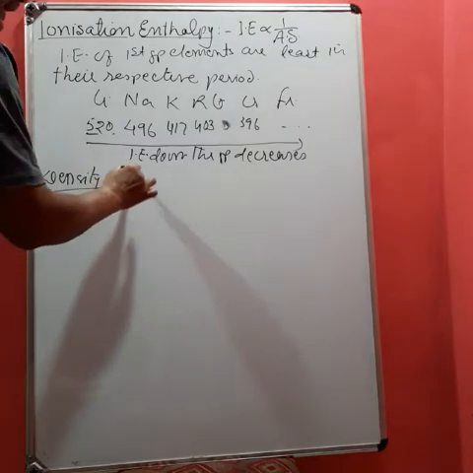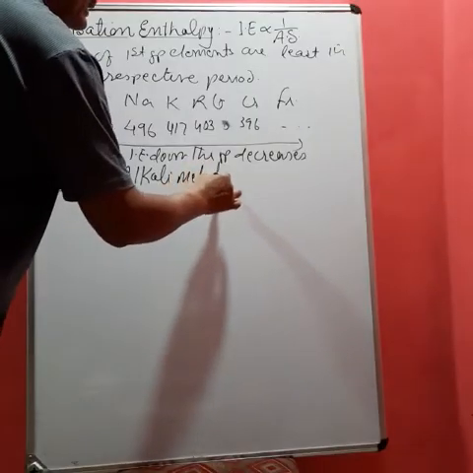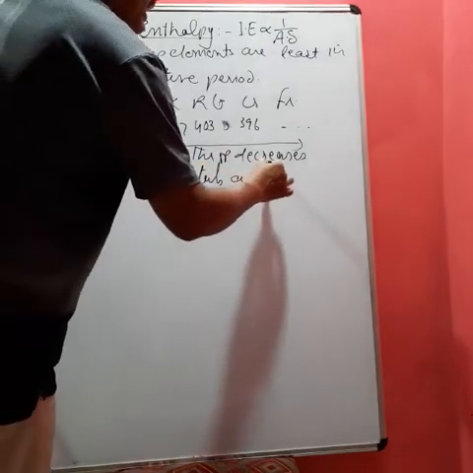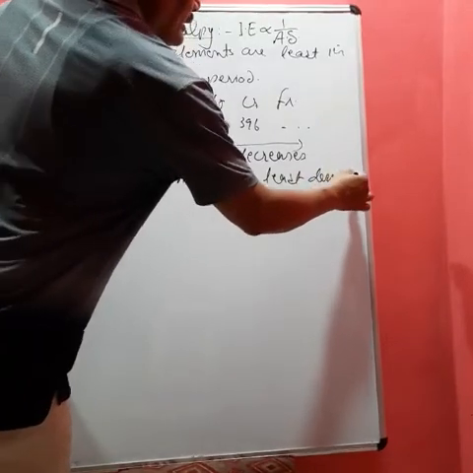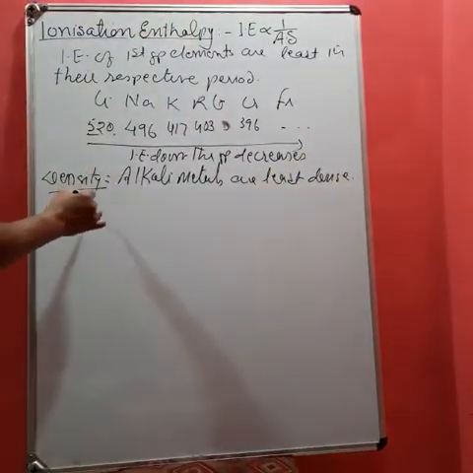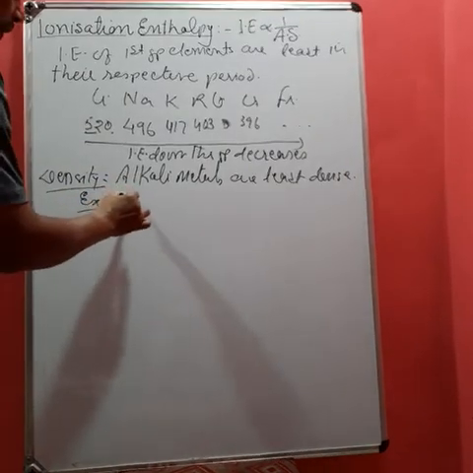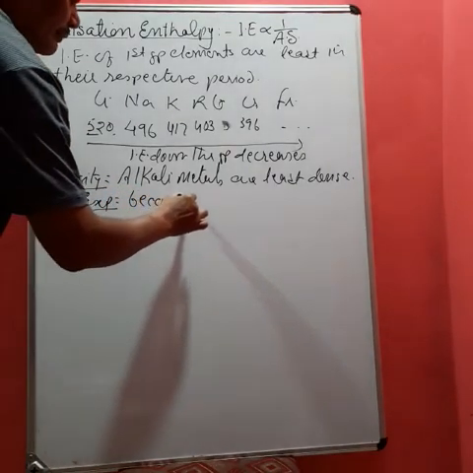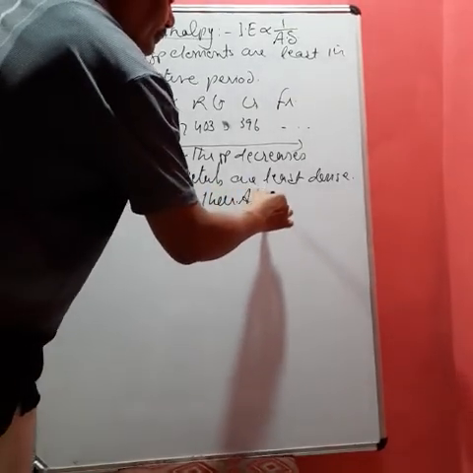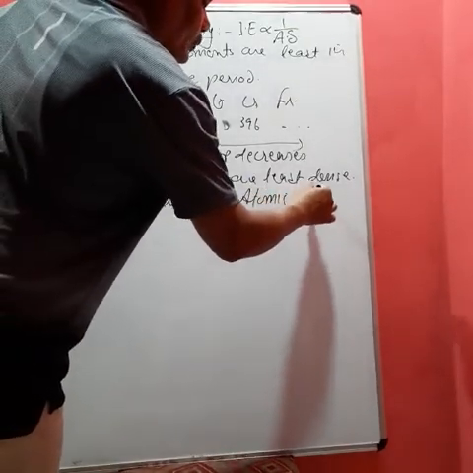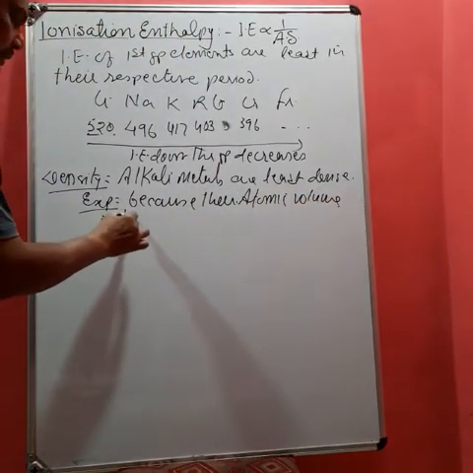Okay, alkali metals are least dense. Why? So we can write the explanation. Why? Because their atomic volume is biggest.